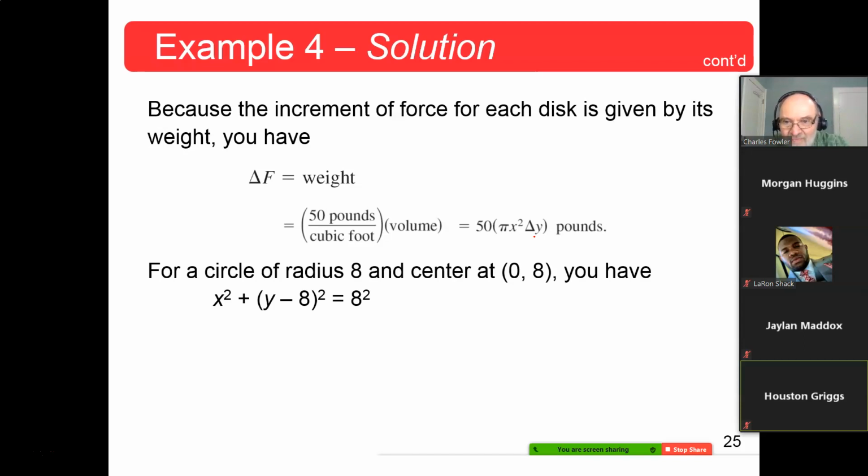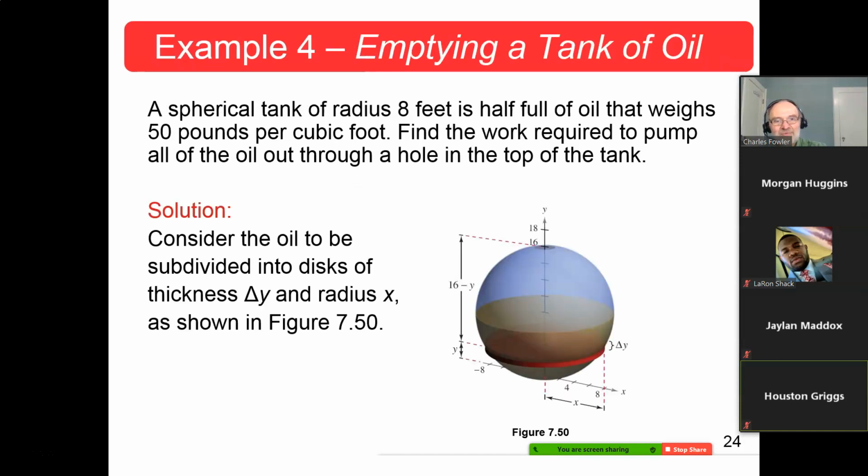Now, here's where they get it. For a circle of radius 8, this is the one up there at the center, where you have a circle of radius 8 with the center at (0, 8), you have x squared plus (y minus 8) squared equal to 8 squared. Now you might say, what? Let's go back here. This is what I was trying to show you before, and they're doing a terrible job showing it.